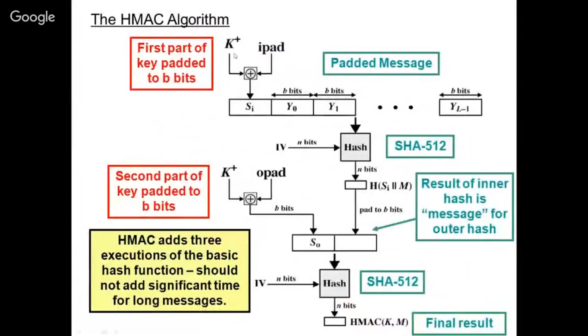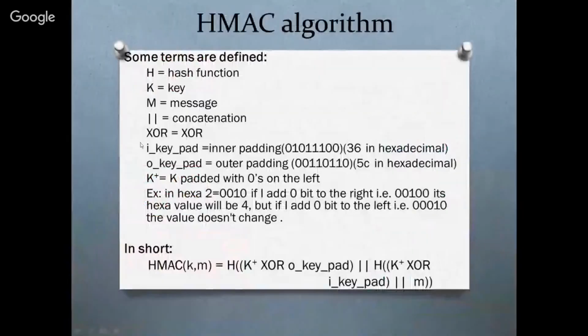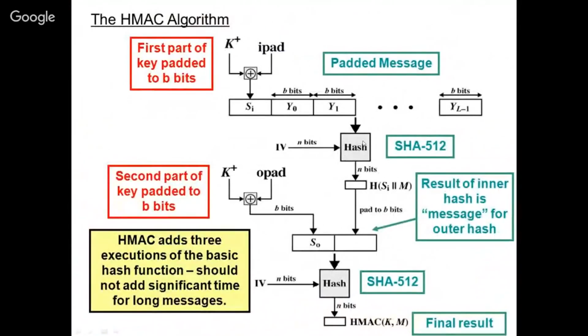So this K plus value, the key value, is XORed with the iPad value, which is a constant. This iPad is nothing but all 36 in hexadecimal value. So the XOR operation goes out with K plus value and iPad value. The output of this will be called the S value. This S is appended to your message, and your message is divided into B bits. According to our example, B is 512 bits, so my message has been divided into 512 bits.